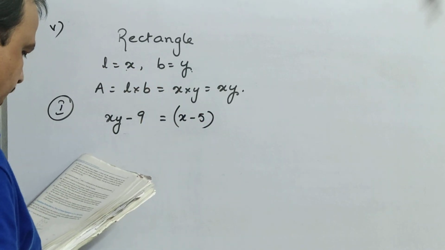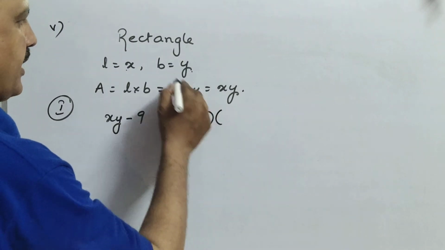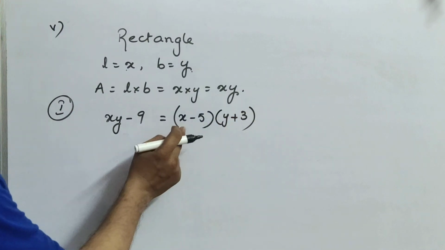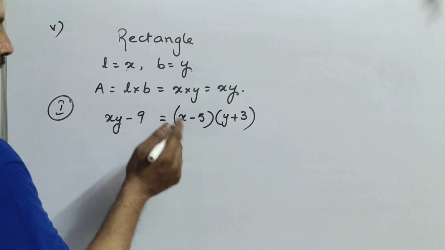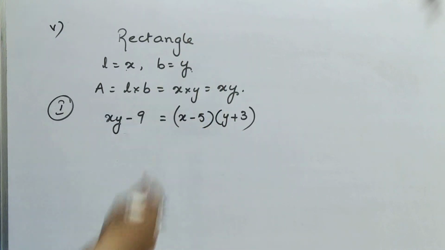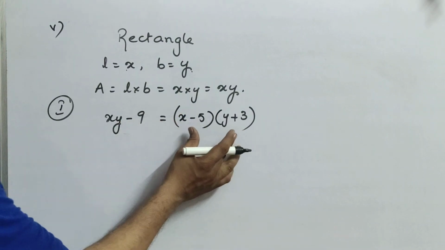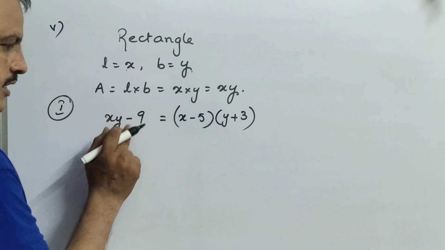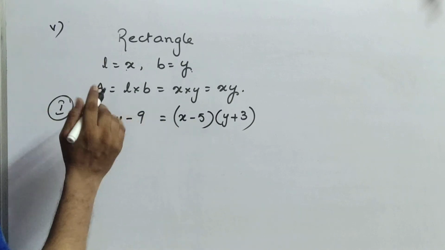And whereas breadth is increased by 3 units. The breadth means y, so y plus 3. Why did I write into? Because area is length into breadth. That means the length is reduced by 5 units, the breadth is increased by 3 units. So length into breadth. So when this condition is there, the area is decreasing by 9 units. So that's why we have to write in this condition.